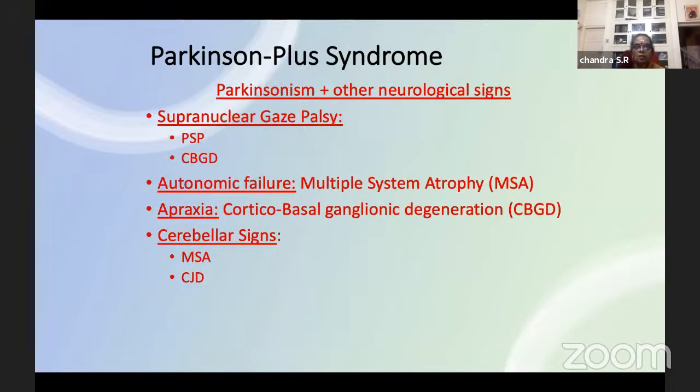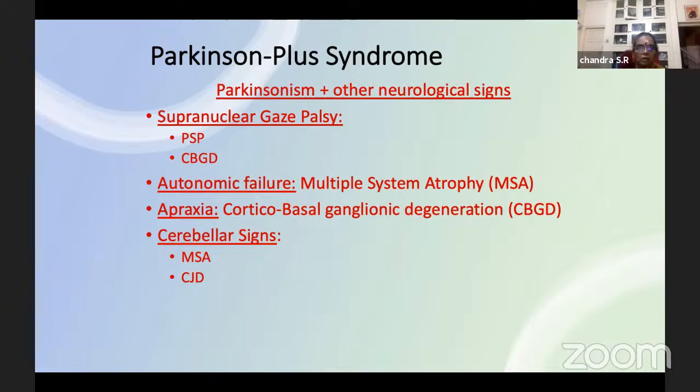So if the person has Parkinsonism with other neurological signs, then you call it Parkinson plus. What we discussed, idiopathic Parkinsonism, has only extrapyramidal signs and bradykinesia. If there are other things like eye movement, it is PSP; corticobasal ganglionic degeneration, CBGD. If you have autonomic features, it is MSA. If you have apraxia, it is CBD. If you have cerebellar signs, it is MSA, CJD. So Parkinson plus is Parkinsonism plus other signs.